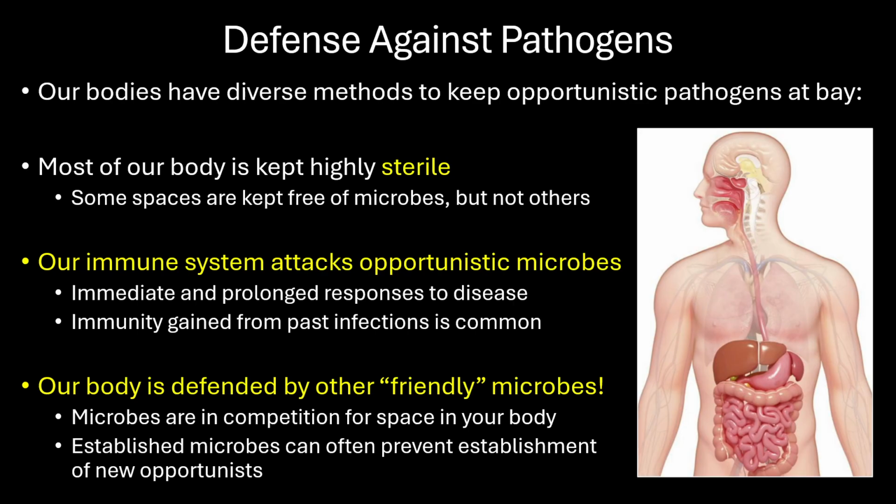Now, our bodies have diverse methods for keeping these opportunistic pathogens at bay. Most of our body is actually kept completely sterile, where we don't have non-human cells occupying them. For example, your bloodstream, that'd be very bad if you had microbial life living inside of your bloodstream. Your muscle tissue, your various organs that don't have cavities that open into the outside world.